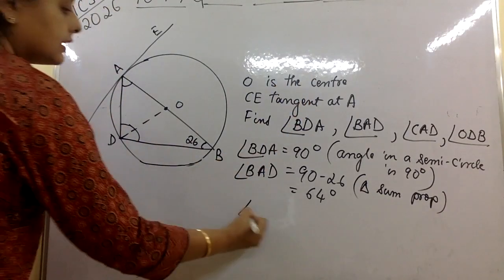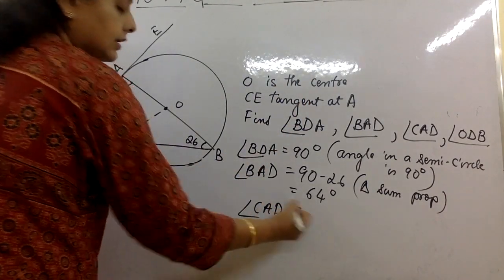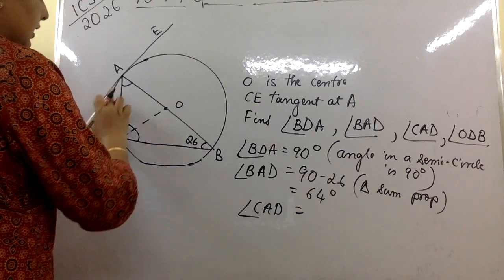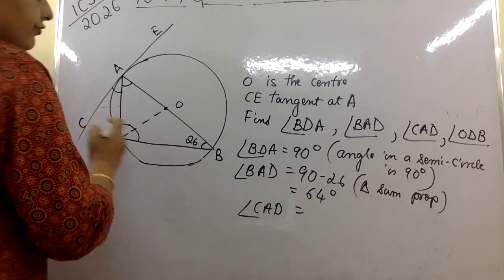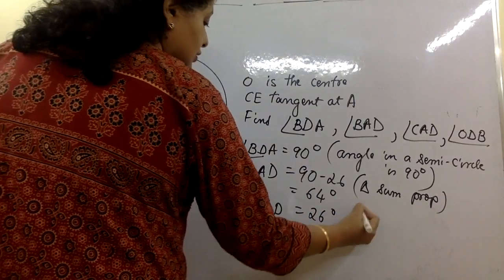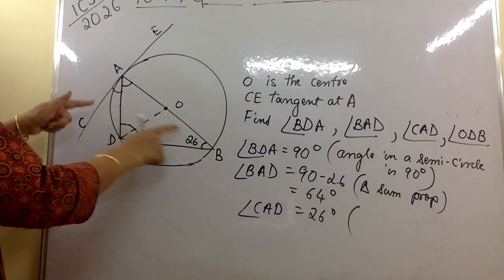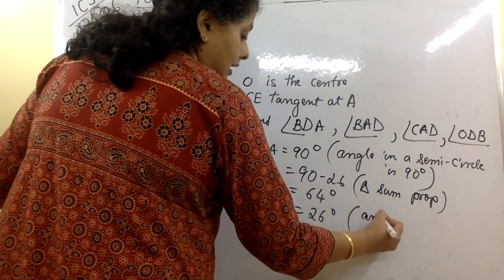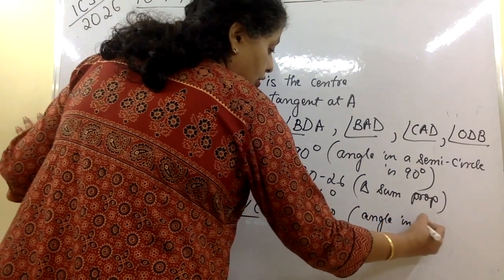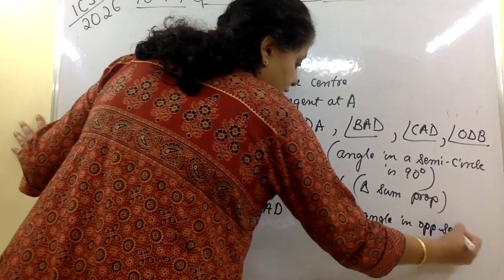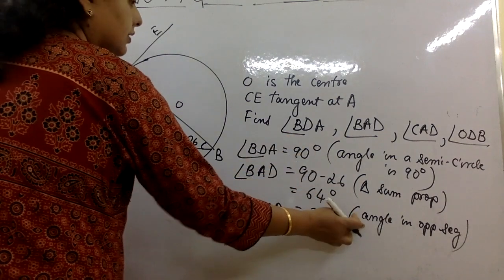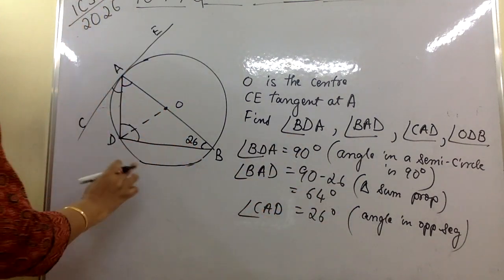Angle CAD is this angle, which is equal to 26. Now the theorem behind it is angle in the opposite segment, which comes from your circles and tangents chapter. If you write only this much, angle in opposite segment, it is more than enough. We are basically hinting at the theorem.